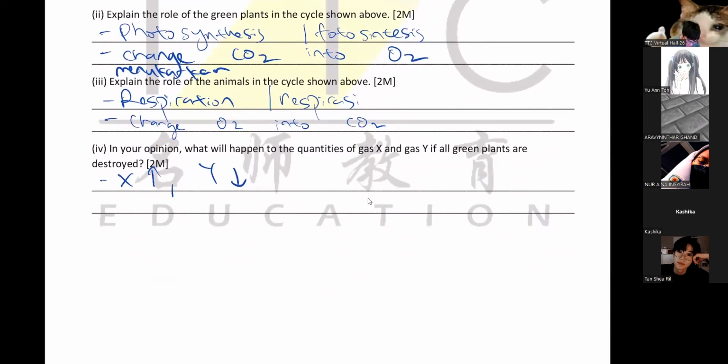Seriously. All right, so what happens if they are all destroyed? Because there's no photosynthesis.